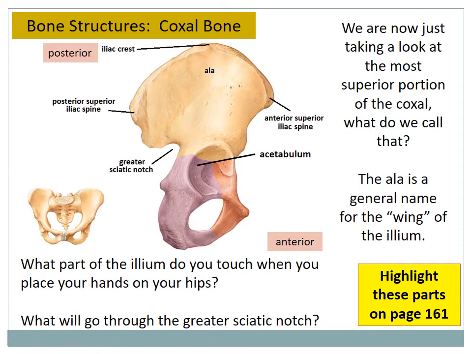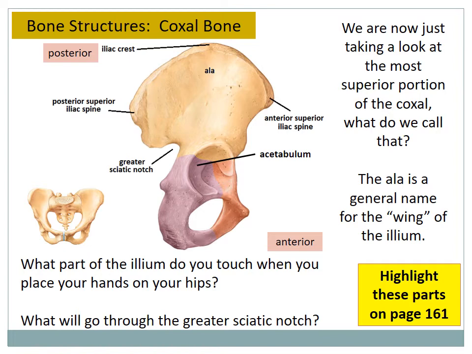Alright, so now we're going to take a look at the most superior portion of the coxal bone here. So what do we call the most superior portion? Yeah, it's called the iliac crest. So the iliac crest is the most superior portion of that coxal bone. The ala is just a general name for the wing of the ilium. That's just a general name. Just what to call it, the ala.